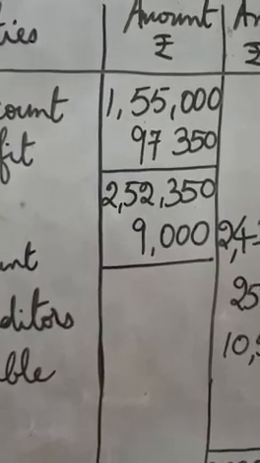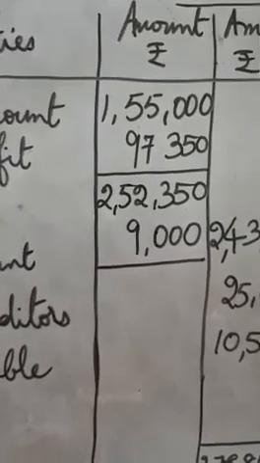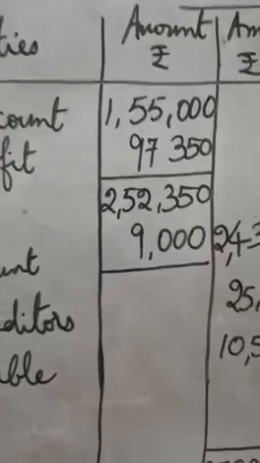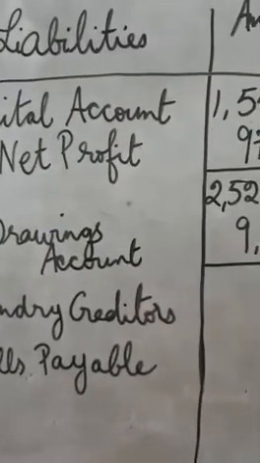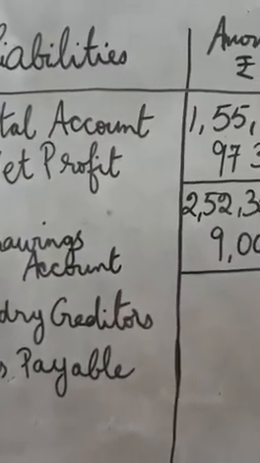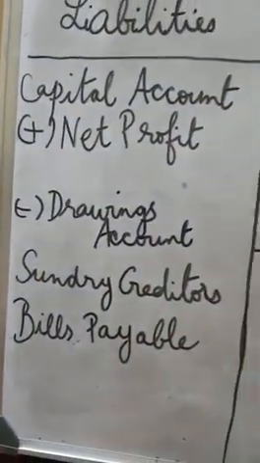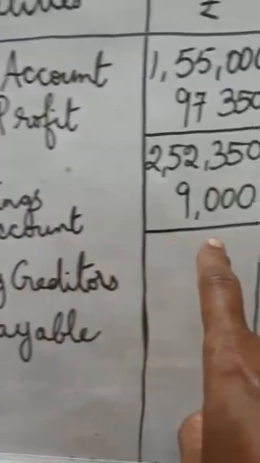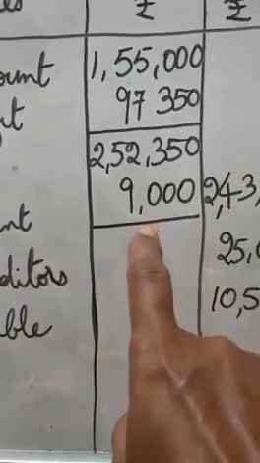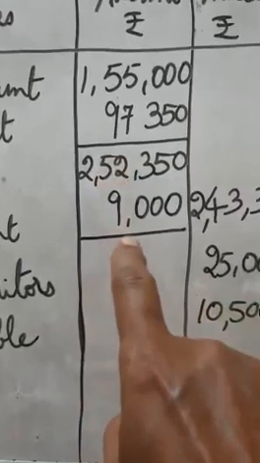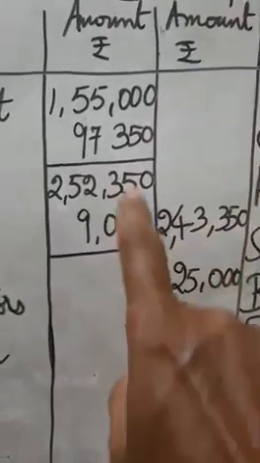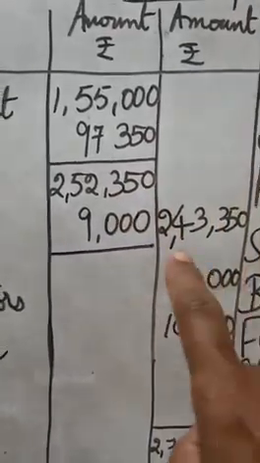Then the total will be 2,52,350. But that is not the actual capital amount Mr. Sunil Gavaskar will get later. He has withdrawn some amount of goods for his personal use. That is called drawings account. So minus sign is the subtract. For subtract we put minus sign. Drawings account, so 9,000 he has taken, goods worth 9,000. When you subtract it, you will get 2,43,350. So this is the actual capital Mr. Gavaskar will be getting later.